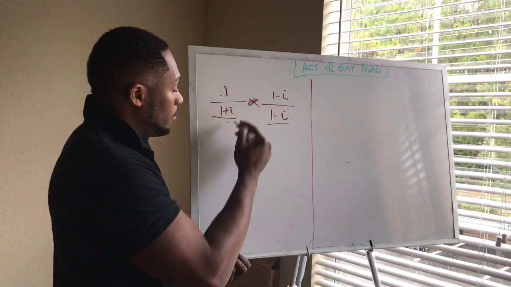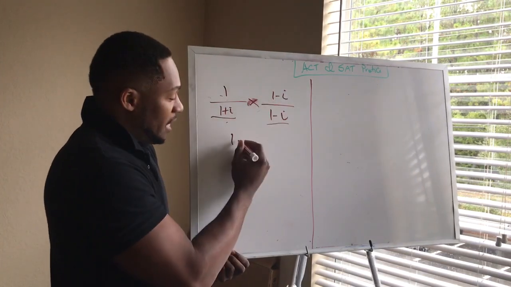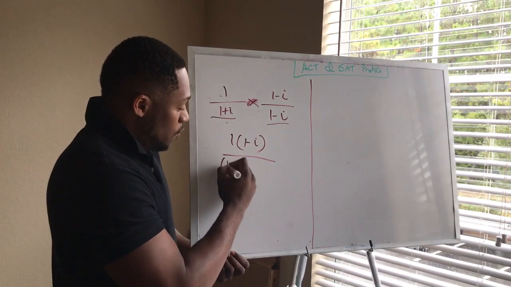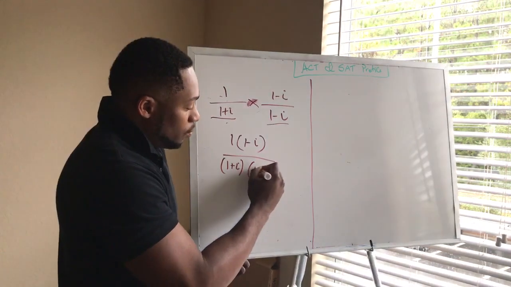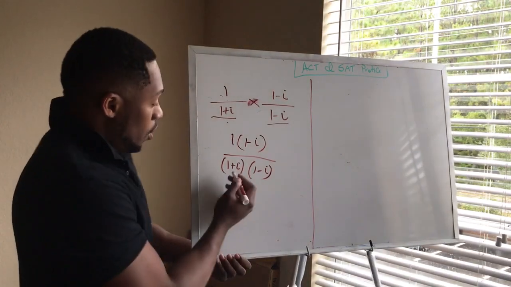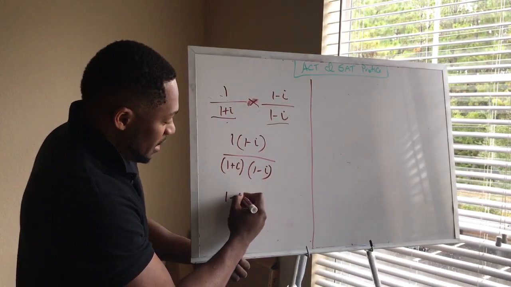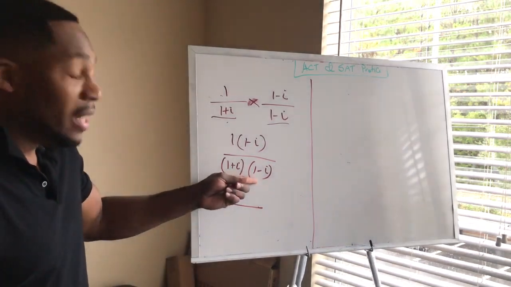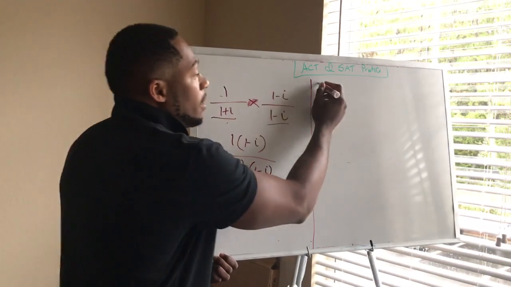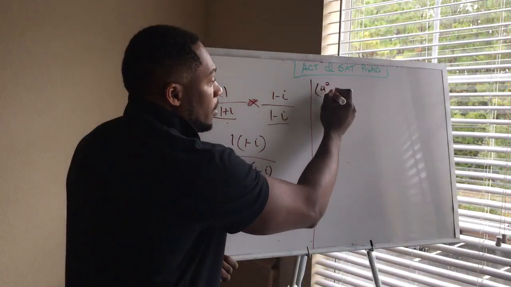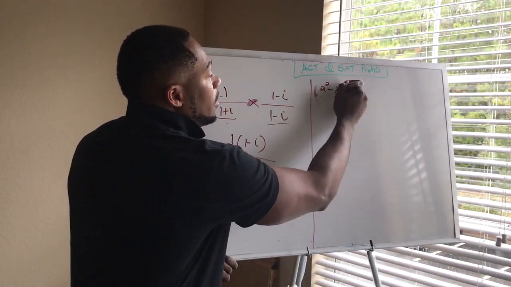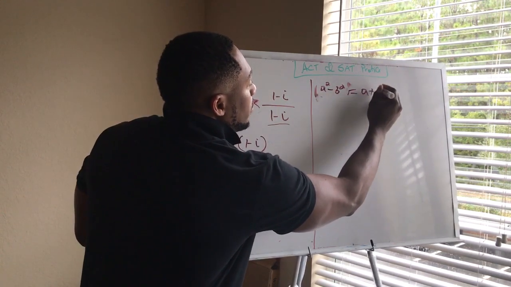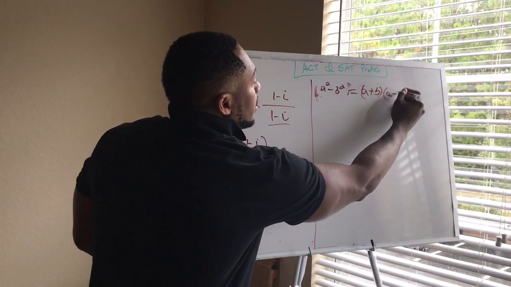So 1 times 1 is 1. 1 times 1 minus i is 1 minus i. Now the denominator is 1 plus i times 1 minus i. If you remember that formula, a squared minus b squared is equal to a plus b times a minus b.